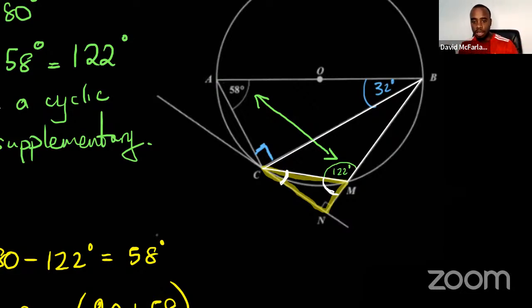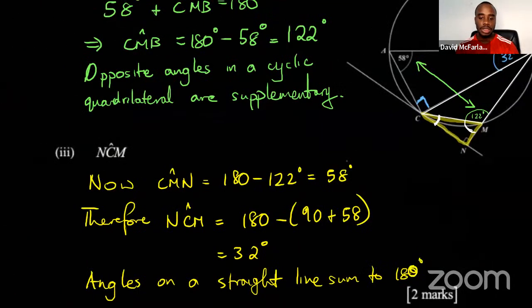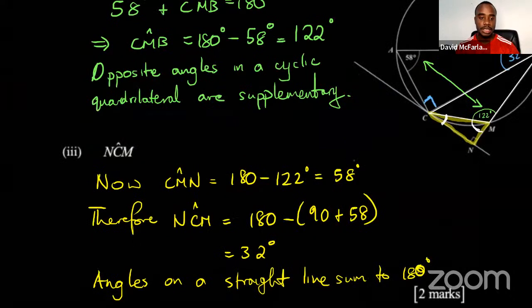And here, what does this tell us? It would be telling us that some other angle would be equal to 32, but not necessarily this one up here. Sorry, not this one down here for the alternate segment. So we have to be a little careful with our reasons. So it would be, sorry, it would be 32 degrees. NCM is 32 degrees.